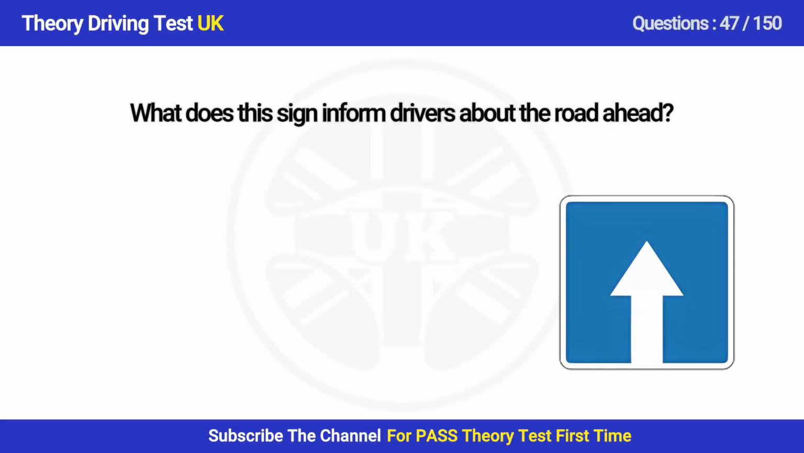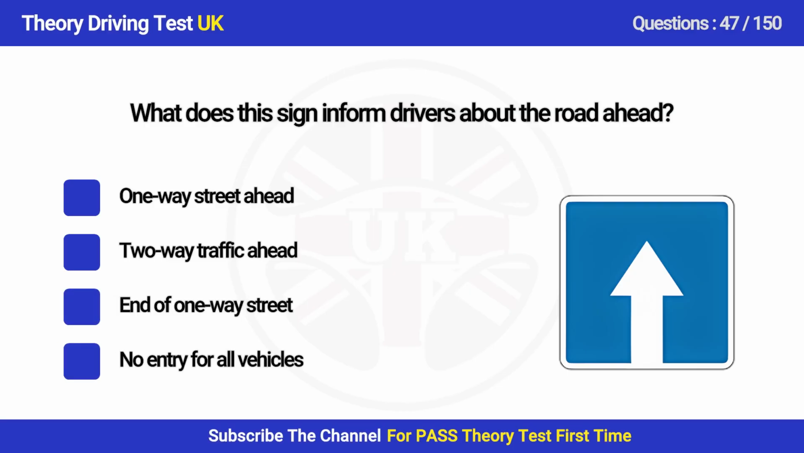Question 47. What does this sign inform drivers about the road ahead? A. One-way street ahead. B. Two-way traffic ahead. C. End of one-way street. D. No entry for all vehicles.